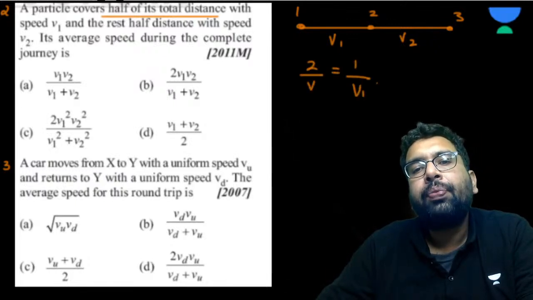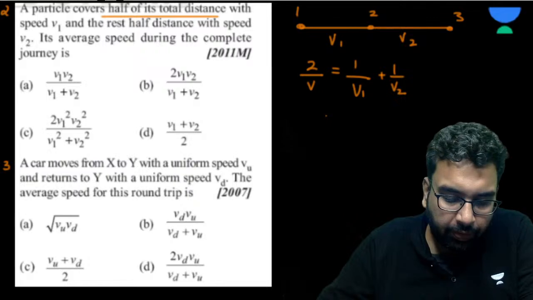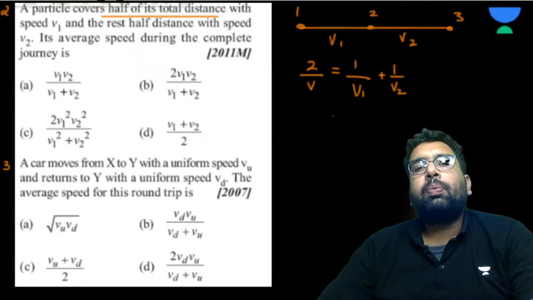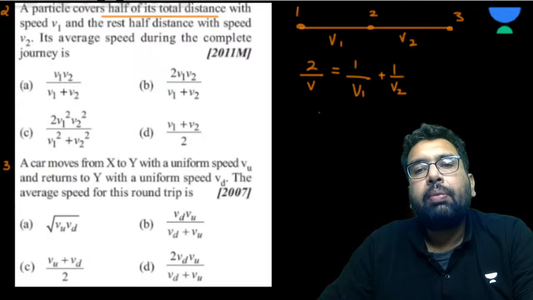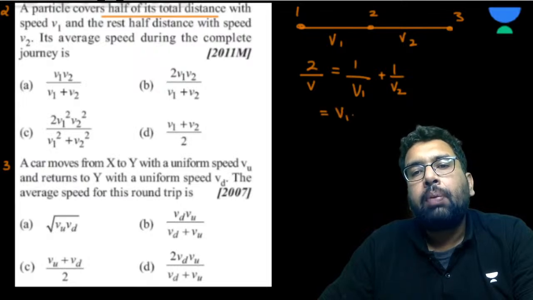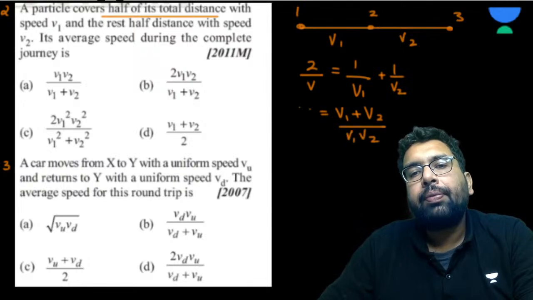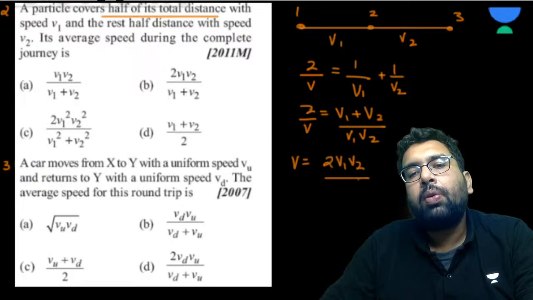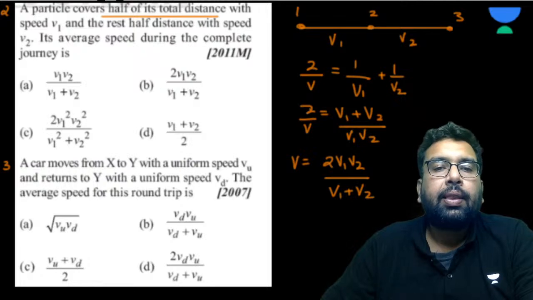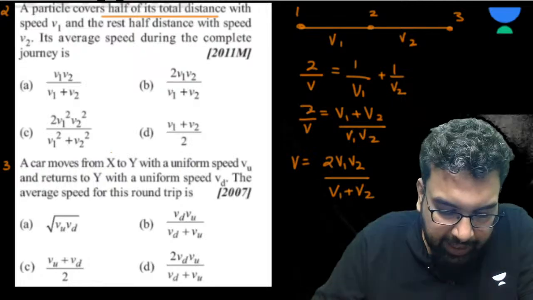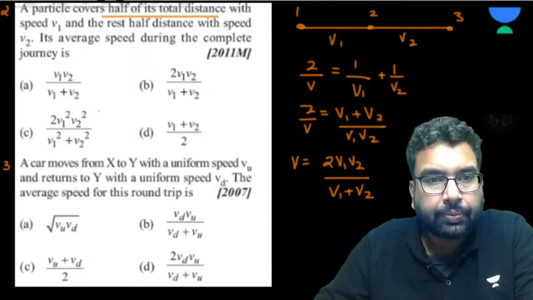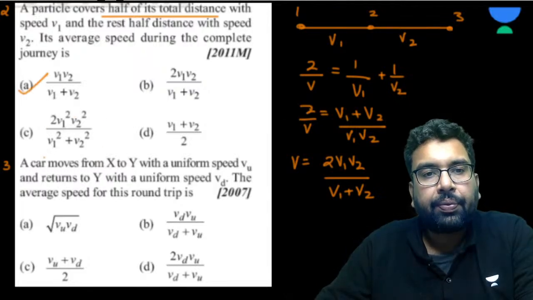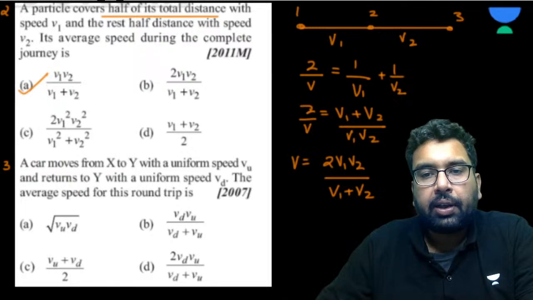We can use this: 2 upon 1 upon v1 plus 1 upon v2. So from here we'll be getting (v1 plus v2) upon v1 v2 equals 2 by V. So V will become 2 v1 v2 upon v1 plus v2. Is that fine, beta? So what is the option? The option is A, isn't it? For the first one, it is the same, na?